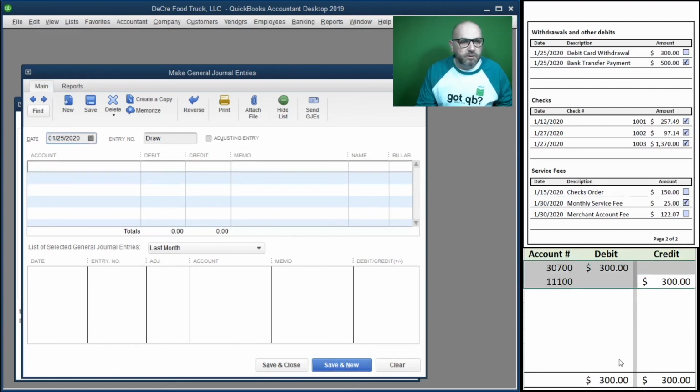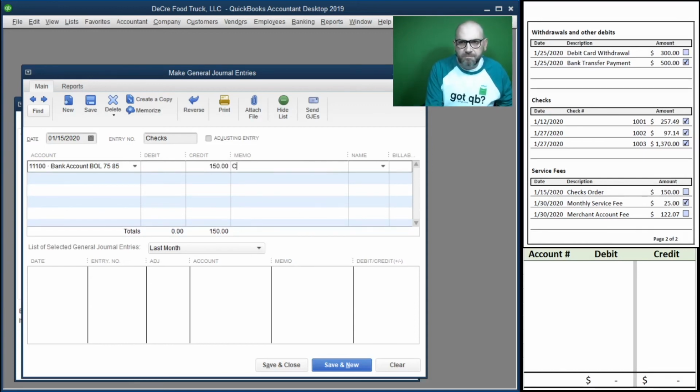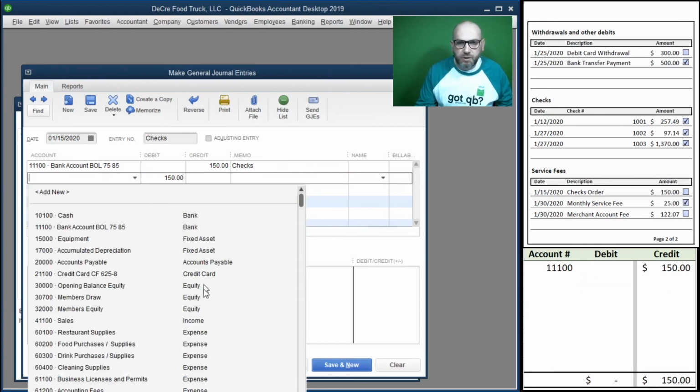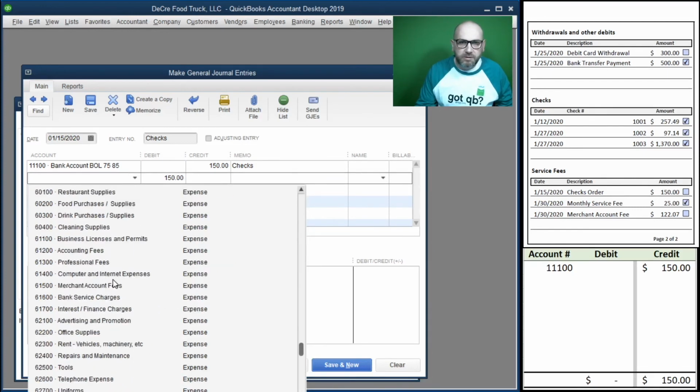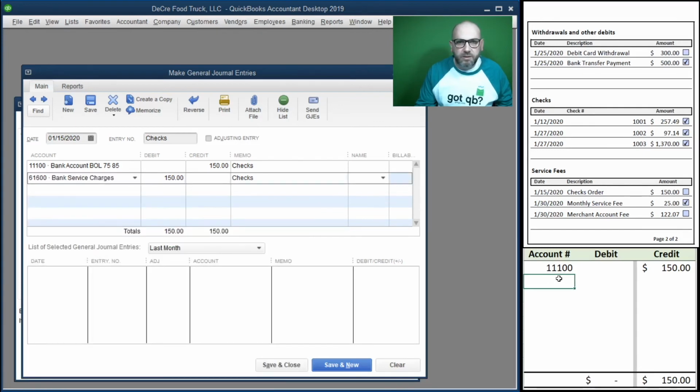I'm going to clear it for our next entry. We ordered some checks. All right, so let's go ahead and book that. We got to order some checks from the bank. So what happened? Now I'm going to go to the old way, right? So our bank account is reduced through credits because we paid for those checks. What else happened? Well, our expenses on checks went up, and that would fall under, let's see, bank charges, right? Where do we have bank charges? Bank service charges. Excellent. So bank charges a fee for getting some checks to us, so our expenses went up.